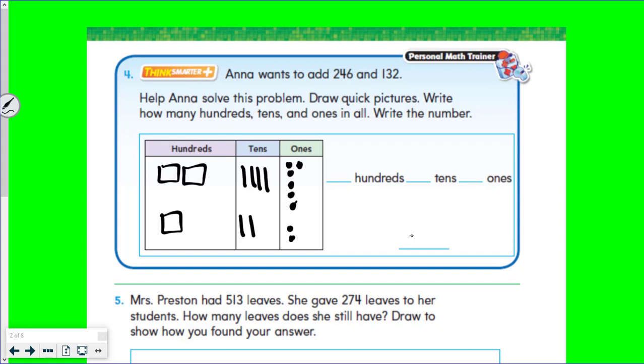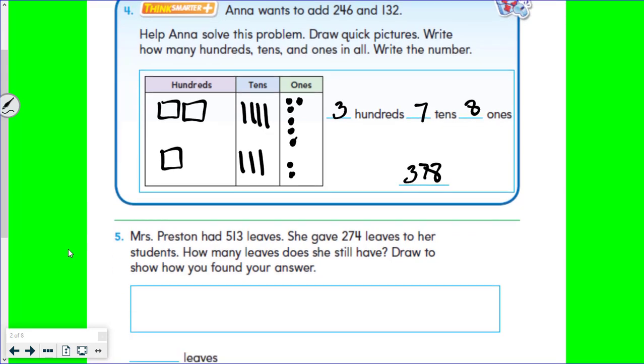So I drew my quick picture while you worked on the problem. And so I'm going to add everything together. So I have 3 hundreds. I have 6 tens. Is that right? Actually, it should have been 3 here. So it's actually, I have 7 tens. And 6, 7, 8 ones, which gives me 378. So that's what Anna got when she added the two numbers together.